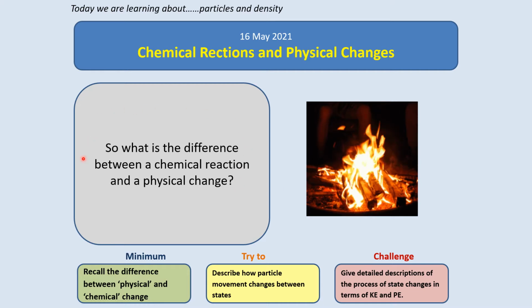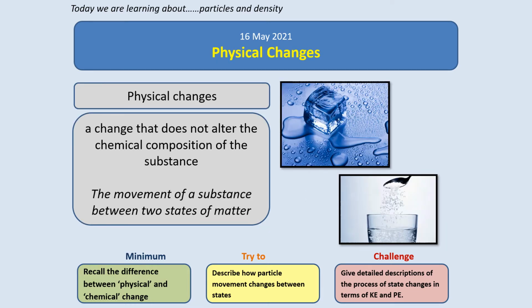Okay, so this is the big question for the lesson really. What is the difference between a chemical reaction and a physical change? Physical changes are changes that don't alter the chemical composition of a substance. So you're not making anything new. You're just moving a substance between two states of matter, for example. So here we've got an ice cube melting, and here we've got a solid dissolving in a liquid. So they're both examples of physical changes.